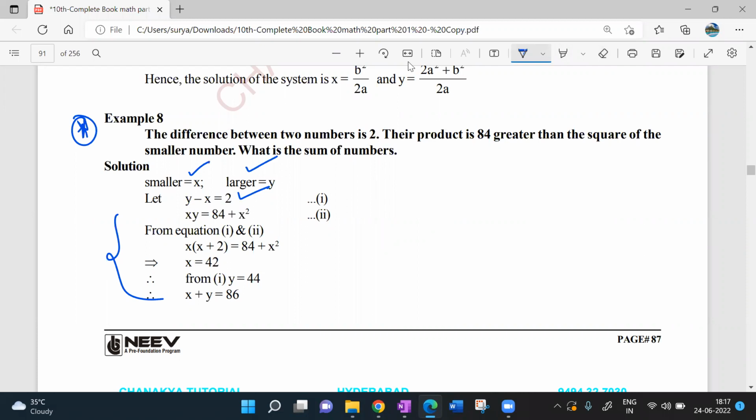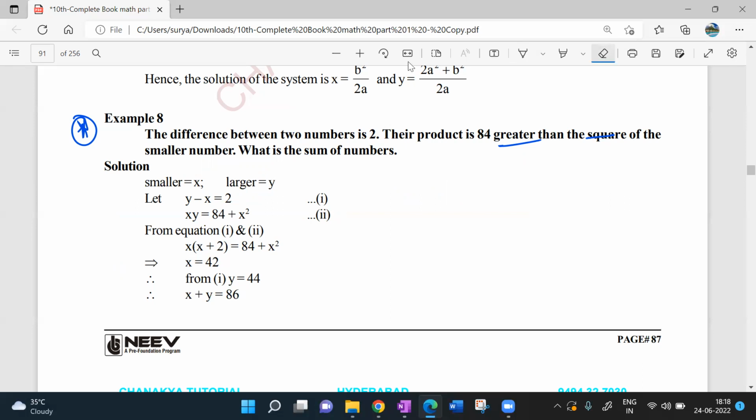And their product is 84 greater than the square of the smaller number, which means x into y is equal to 84 plus the square of the smaller number. I took this. Very simple. The two equations I got here, solving these two equations I'll be getting my x and y values. How many have you done this? Guys, look at this, very, very simple. About x minus y is equal to 2, he has taken the smaller number x and the larger number y.